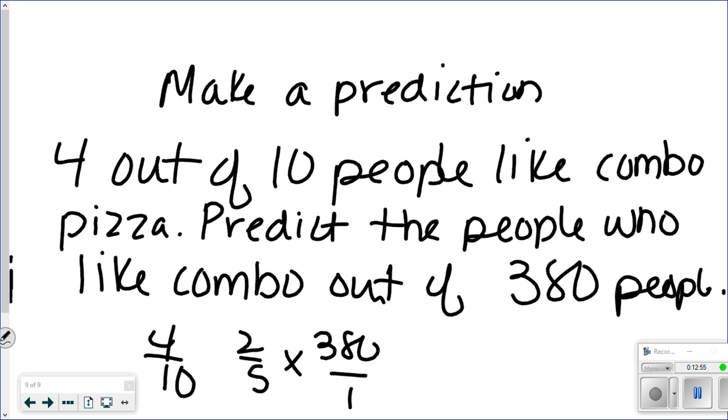You're going to multiply across. If you can reduce first, you can reduce. 380 divided by 5 is 76, so you get 2 times 76... so 77 times 2.